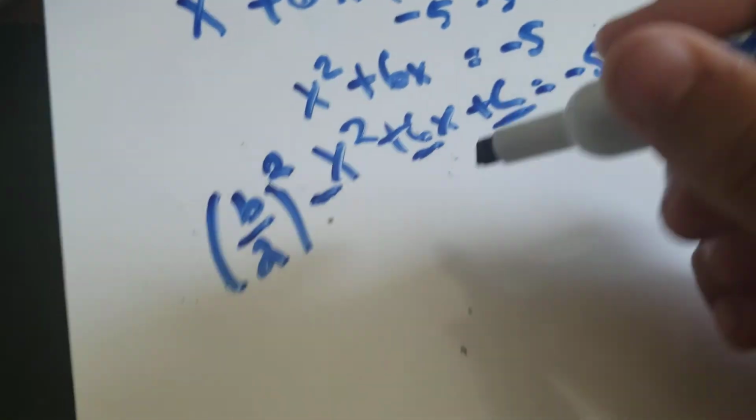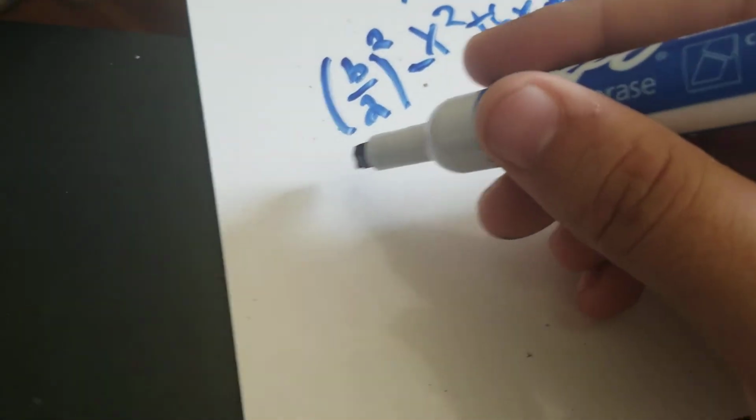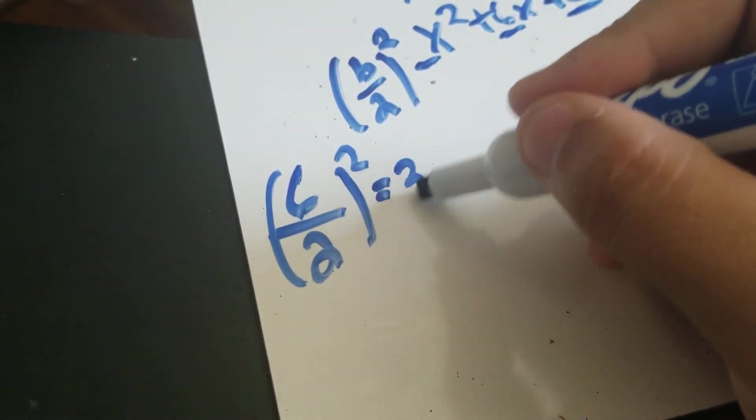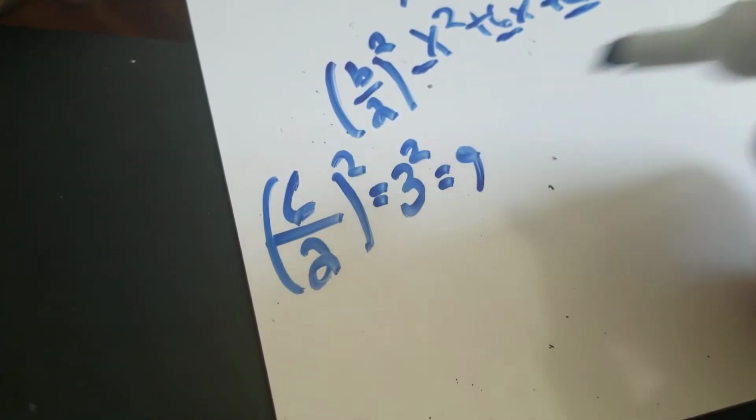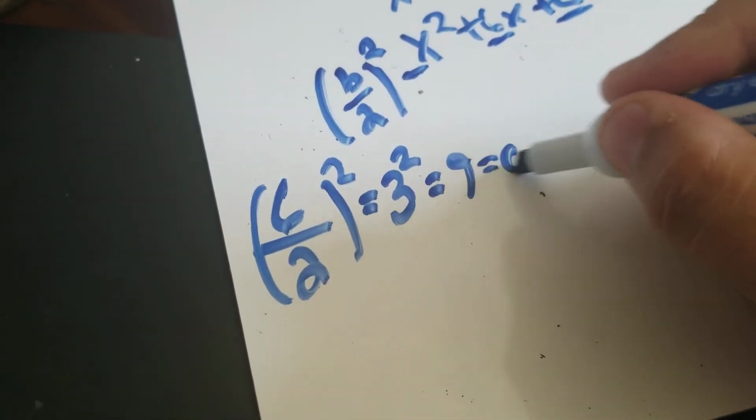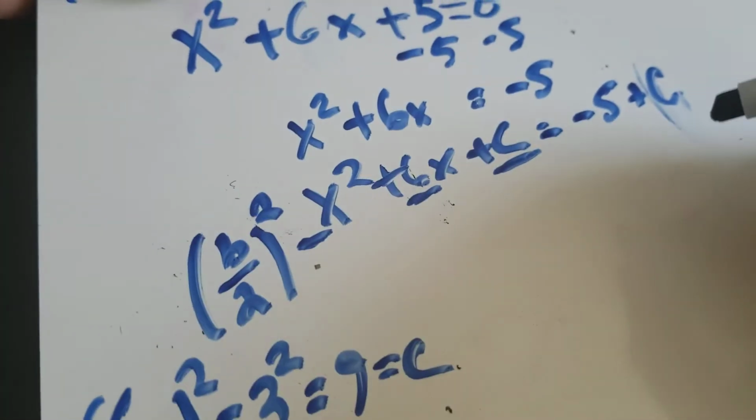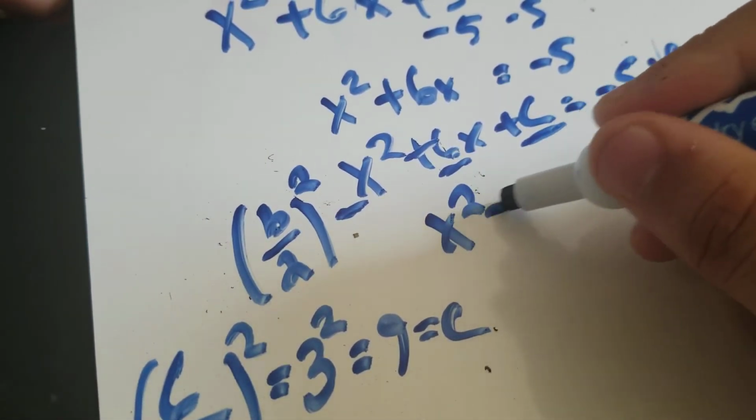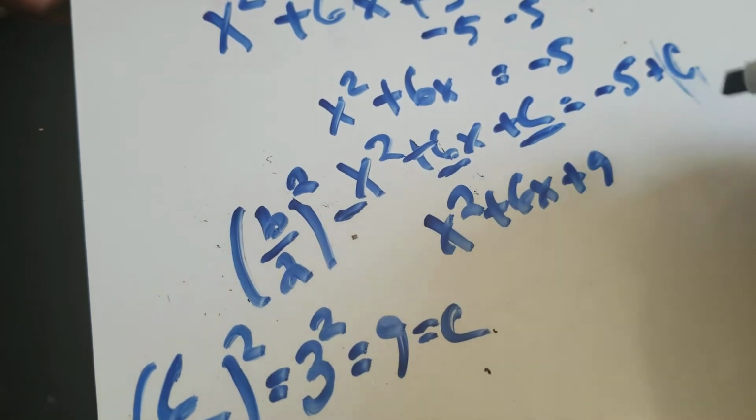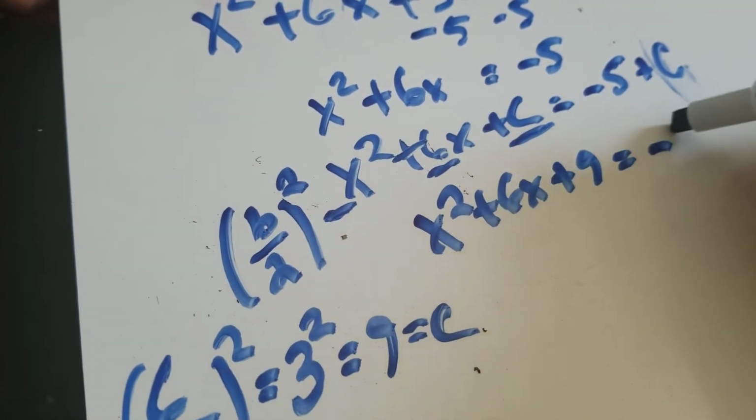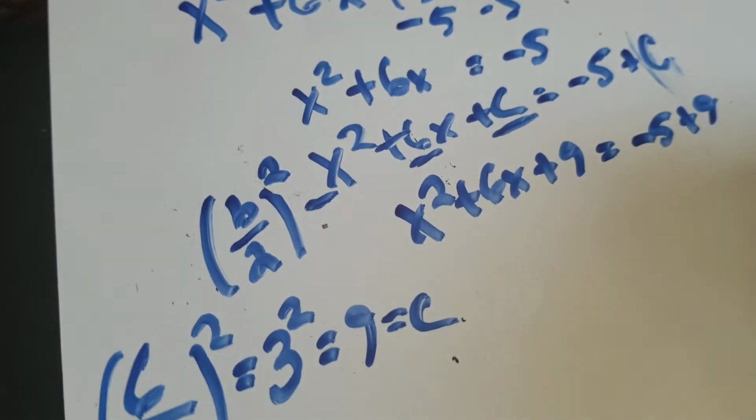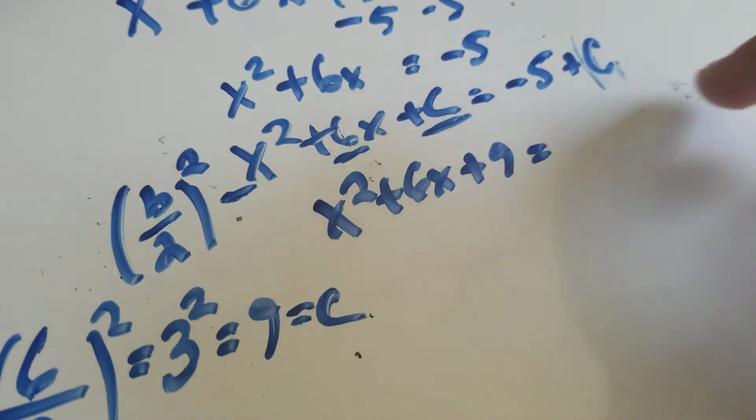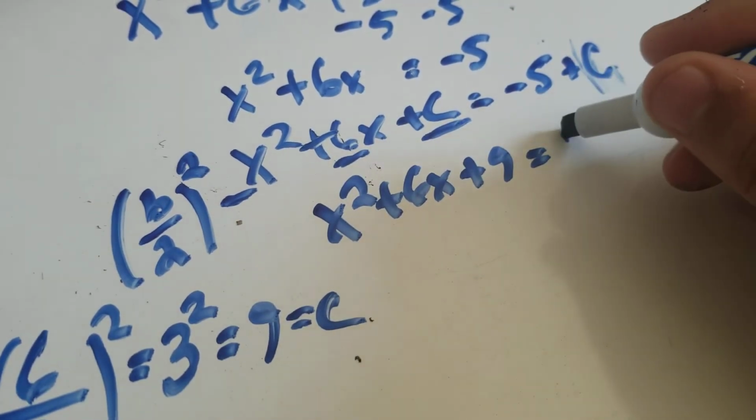So b is 6 in this case. So I'm going to do, and I'll do it in this corner right here, 6 over 2 squared. 6 over 2 is 3. 3 squared is 9. So what does that mean? My 9 is now my c. Now I found it, I will substitute all my c's. So x squared plus 6x plus 9 equals negative 5 plus 9. The right side I could simplify a little bit. Negative 5 plus 9 happens to be positive 4.